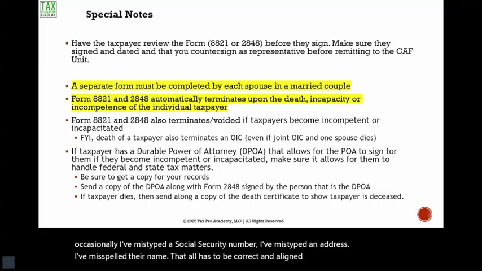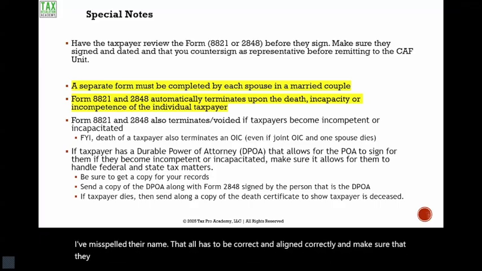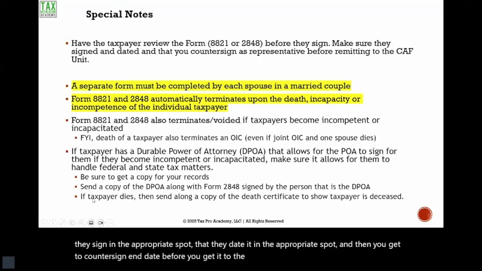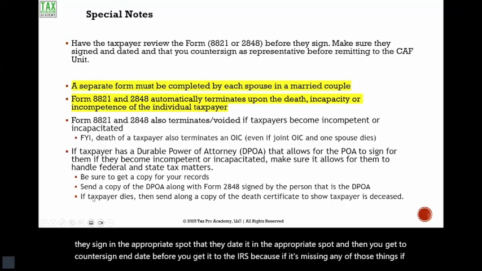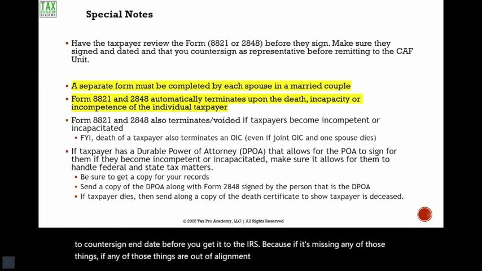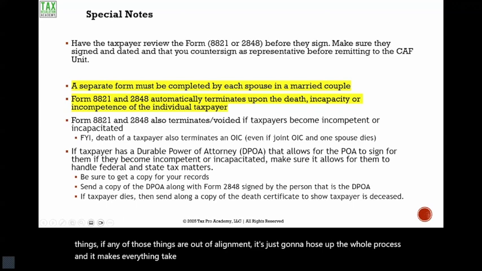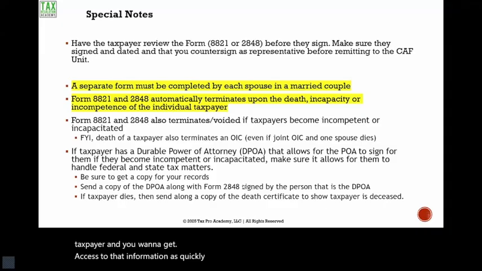And make sure that they sign in the appropriate spot, that they date it in the appropriate spot, and then you get to countersign and date before you get it to the IRS. Because if any of those things are missing or out of alignment, it's just going to hose up the whole process, and it makes everything take longer when you're trying to represent a taxpayer and you want to get access to that information as quickly as you can.